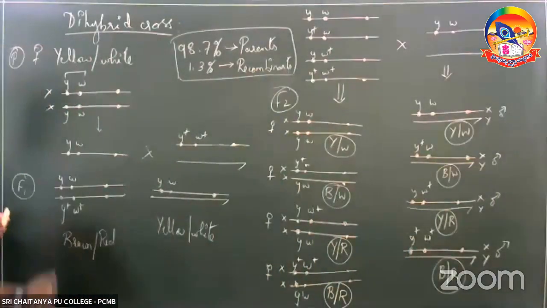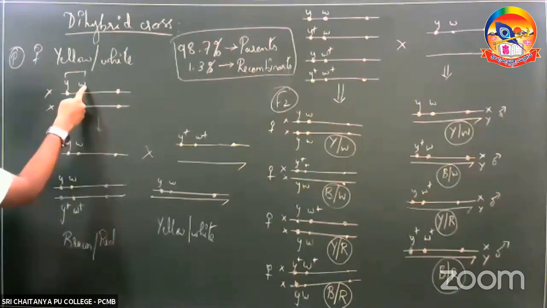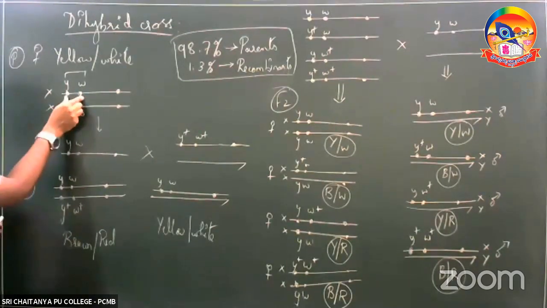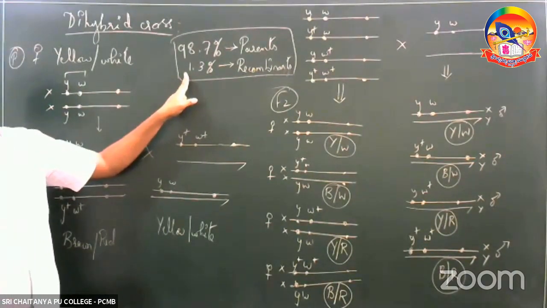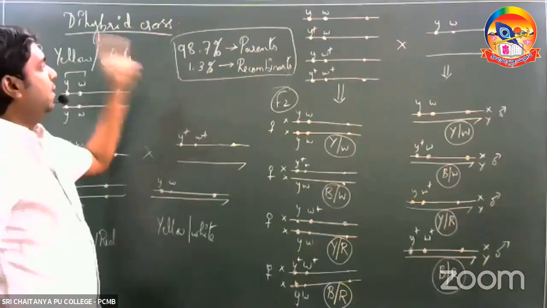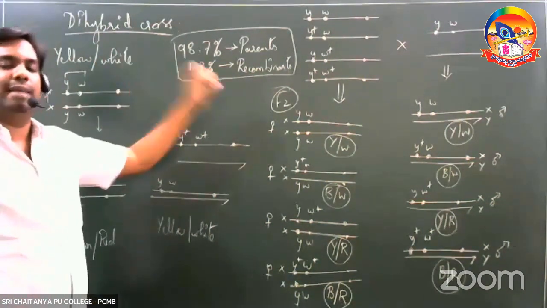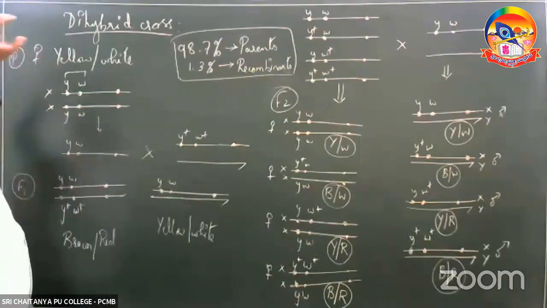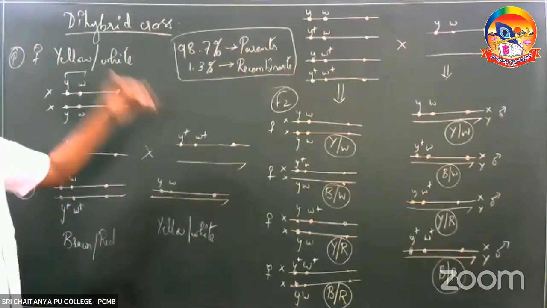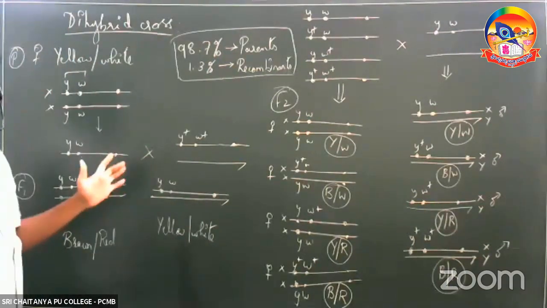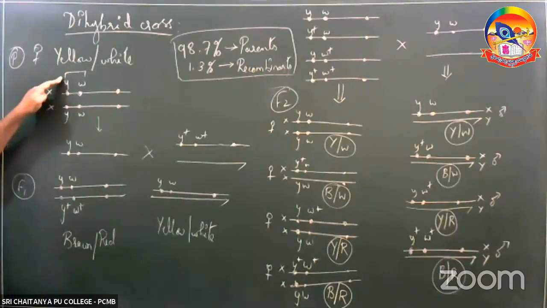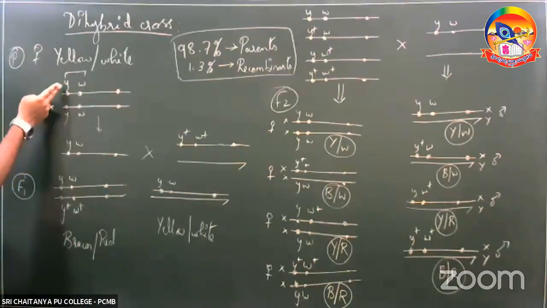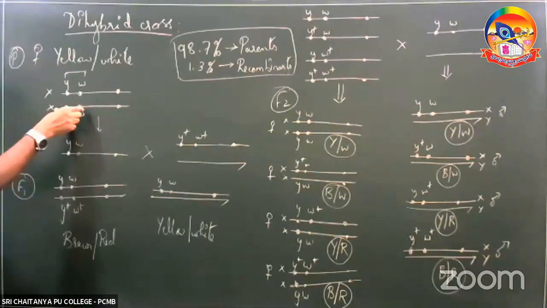Since the genes responsible for the body color as well as eye color were very close together, the number of recombinants was only 1.3% of the total offsprings, whereas 98.7% exactly resembled the parents. So this was the first cross Morgan had done to study the dihybrid cross in Drosophila by taking into consideration two characters. The first character being the color of the eye, and the other the color of the body. These two genes are very close together.